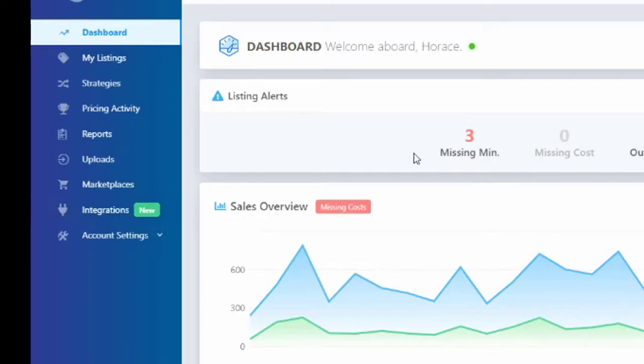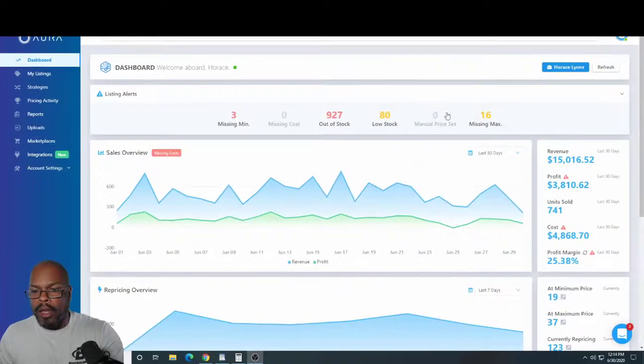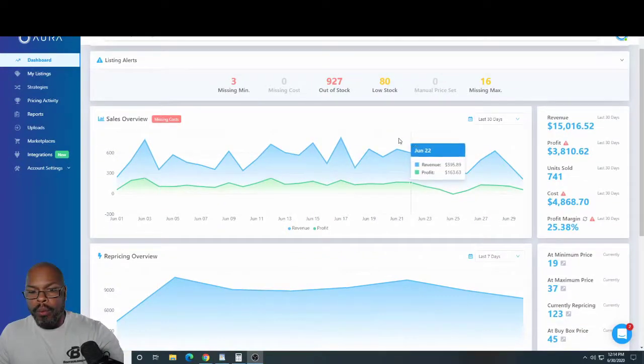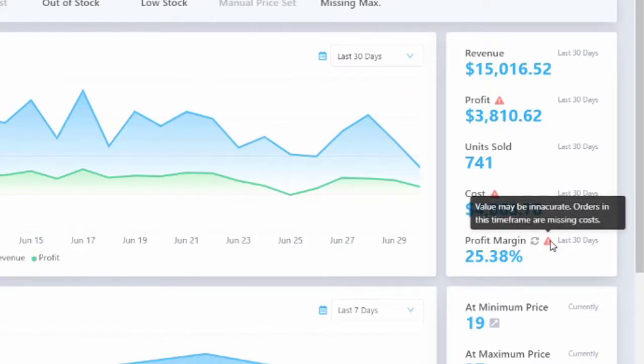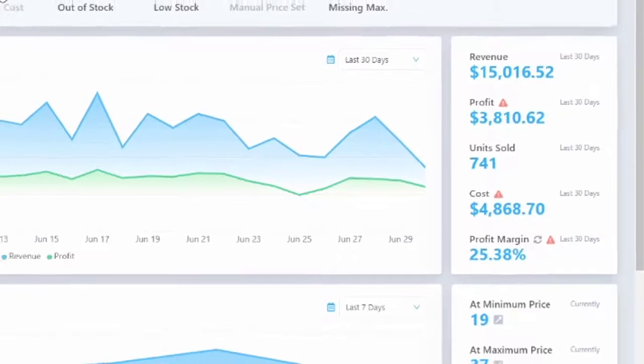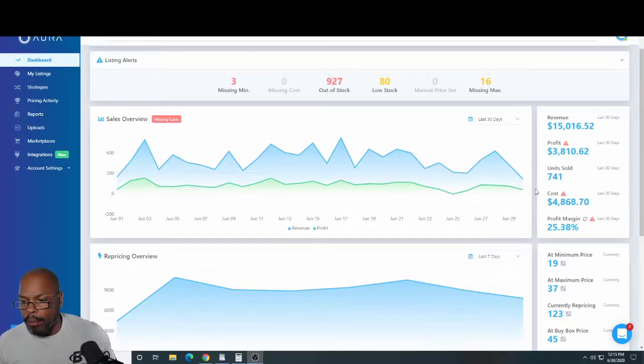Okay, here you can see I have my alerts, but right in your overview, you can see the amount of revenue that has come in the last 30 days. You can look at your profit. You can see your cost. And the units sold, and then you can see your profit margin. Now this is showing me that it may be a little inaccurate because some of the orders that came in were missing costs. Now here I fixed that, but that needs to be updated.